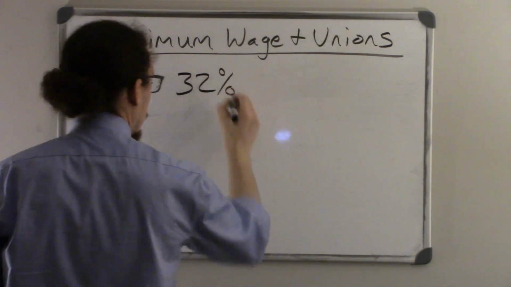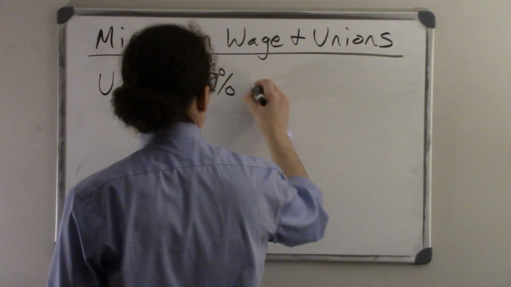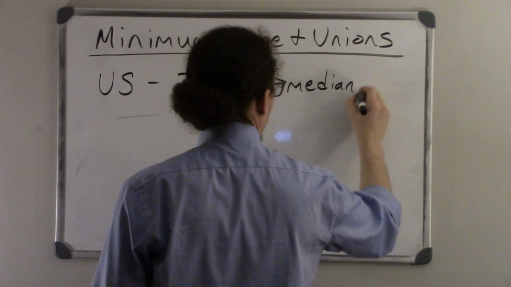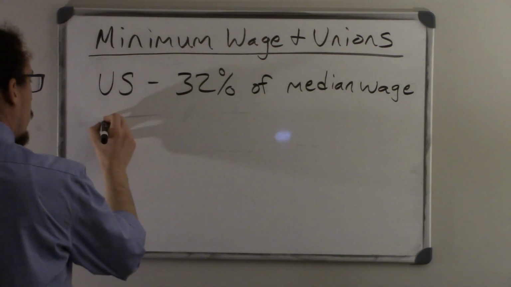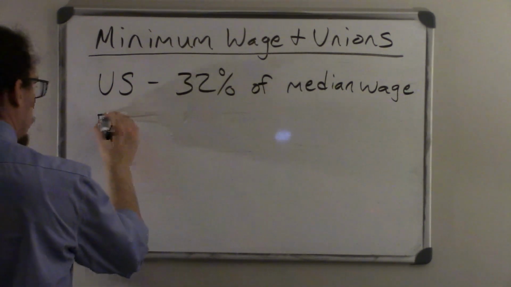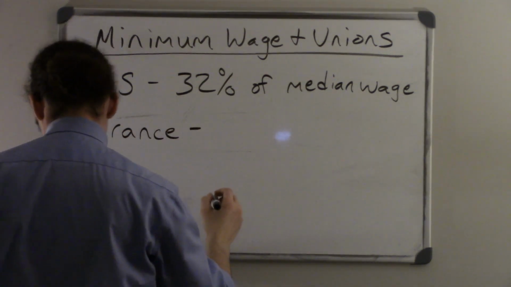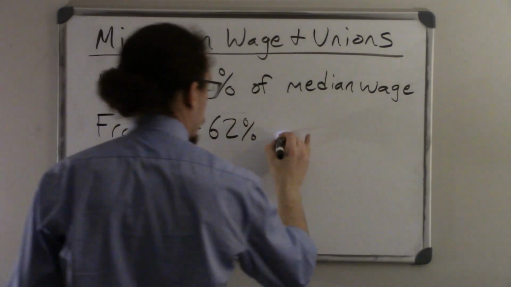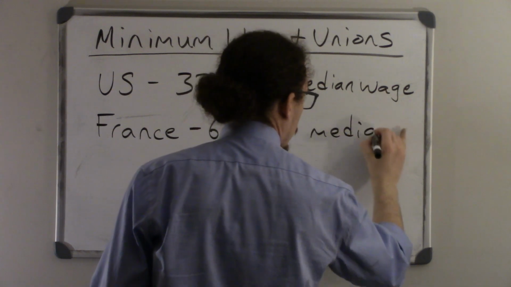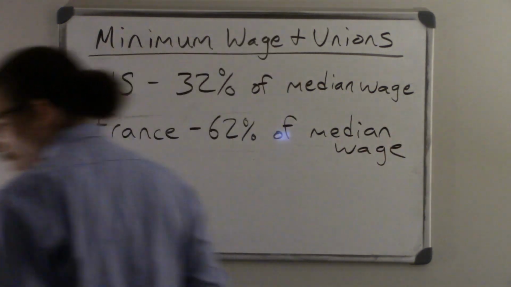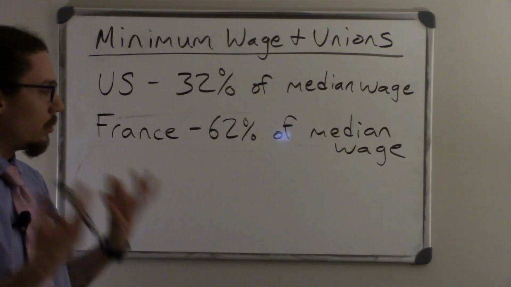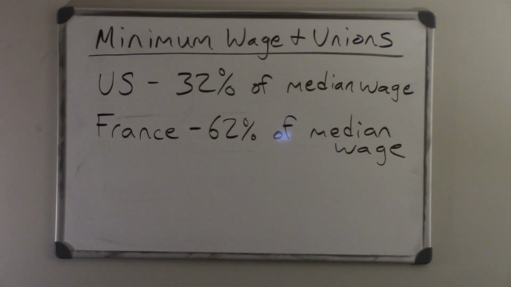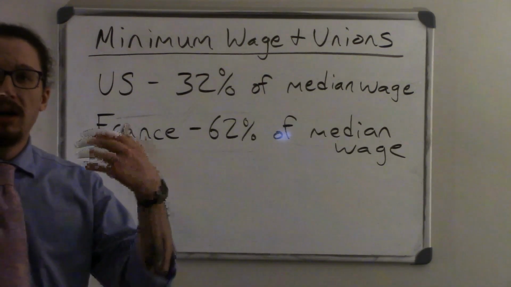So in the US, the minimum wage is 32% of the median wage. In France, we're just going to talk about France in this one, the minimum wage is 62% of median wage. That's a pretty significant difference. And that's going to cause unemployment rates to remain higher, because fewer jobs will be offered.